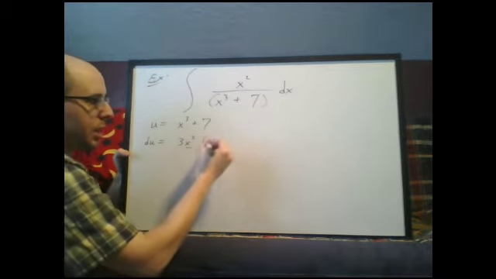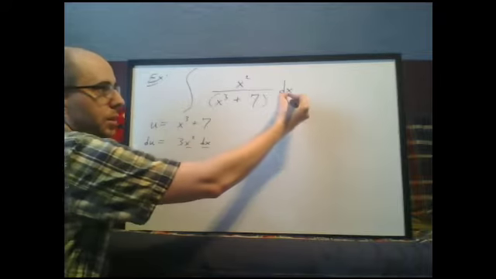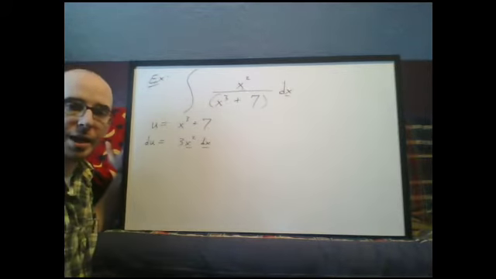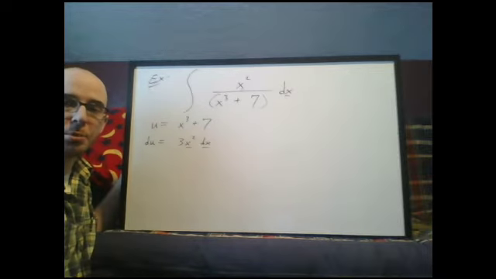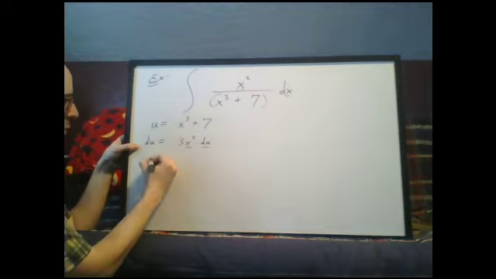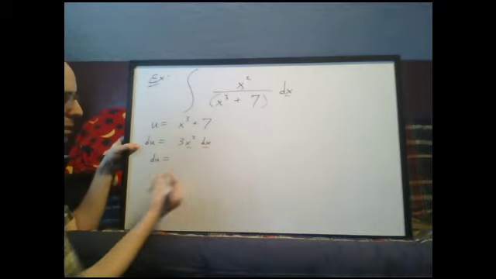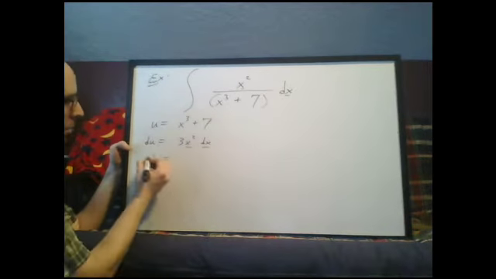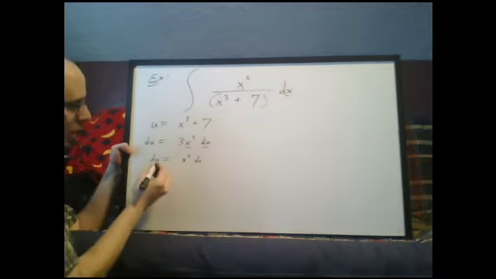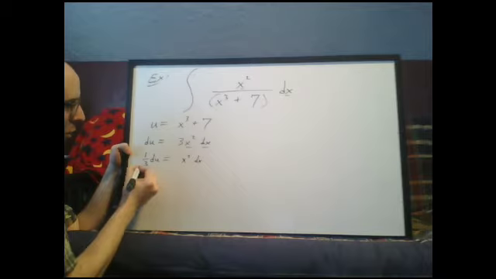So I've got dx, I've got x squared. I've got two of my ingredients. I don't have the 3, but that's okay because the 3 is a constant multiplier. I could take this equation and say, well, du is the same thing as 3x squared dx. That means x squared dx, the stuff I actually have here, is the same thing as 1/3 du.